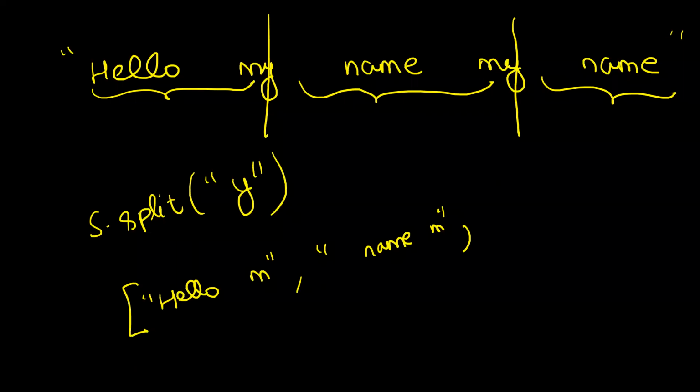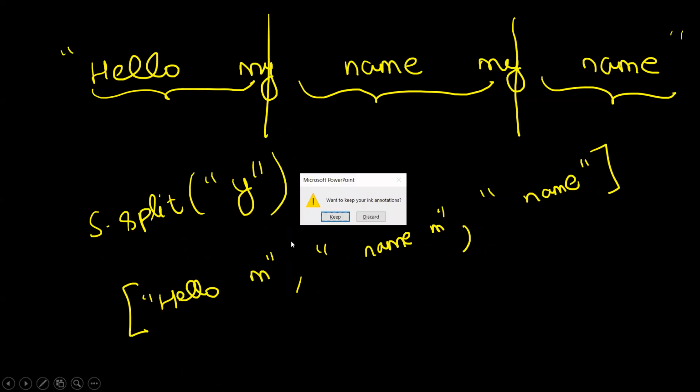Y is gone, so you have split at y, you cut the cake at y. So nobody will get a y, right? And the third string will be space followed by name. Is this making sense, guys? Yes, y will get excluded because you're splitting at y. Okay. Is this making sense? Okay, so let's try to write this.